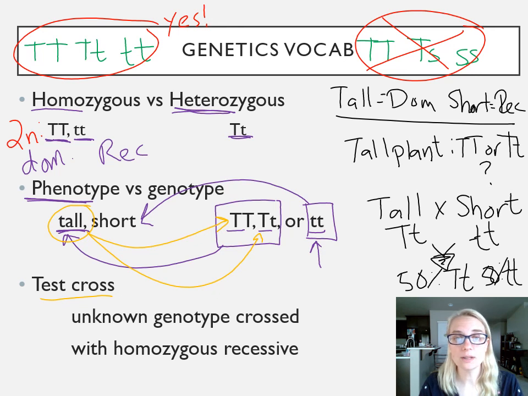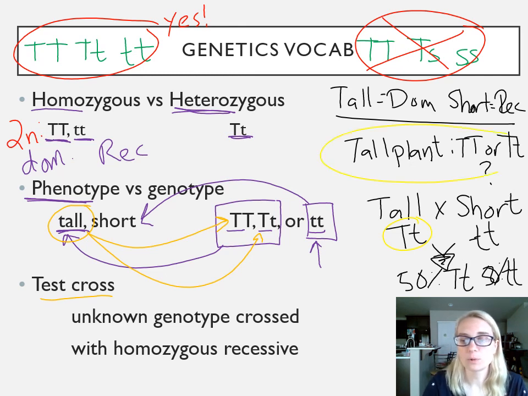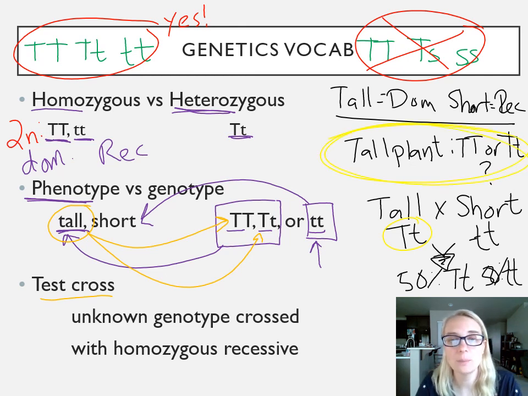So if you did a cross with your mystery tall with a known short, and half of the plants were tall and half were short, that would tell you the tall plant had to have been heterozygous. A test cross allows you to solve the mystery of our original tall plant. Was it homozygous dominant or heterozygous? Cross that mystery with a known short, homozygous recessive, and looking at the offspring will tell you what that mystery parent was. All right, so that's a test cross.